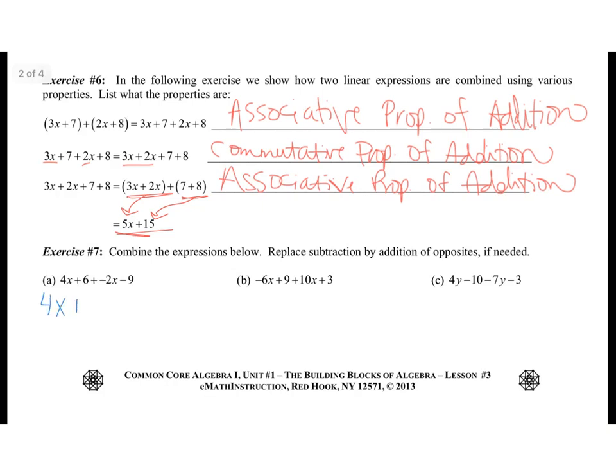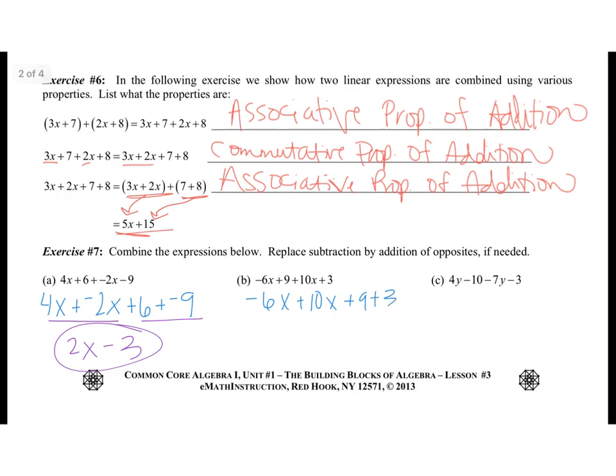So 4x plus negative 2x plus 6 plus negative 9. Now, if you look at it, we have everything together that are like terms. So 4x minus 2x, or 4x plus negative 2x, is 2x. And 6 plus negative 9 is negative 3. The next one, negative 6x plus 10x plus 9 plus 3. Negative 6x plus 10x becomes 4x, and 9 plus 3 is 12.